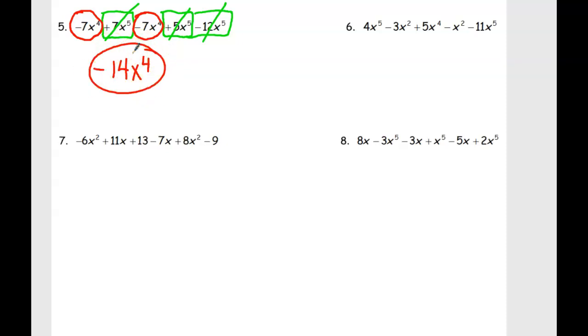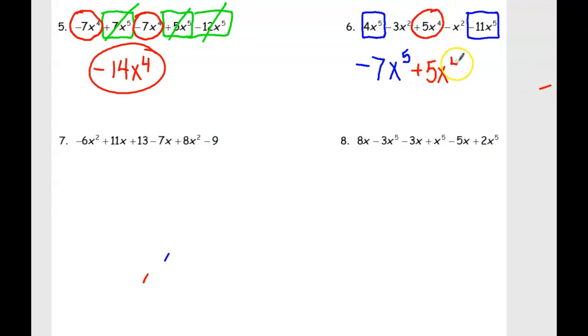All right, let's look at number 6. Number 6, our highest exponent would be 5, so this is to the 5th degree, so we're going to combine 4x to the 5th minus 11x to the 5th. 4 minus 11 is negative 7x to the 5th. Now I'm going to go down to my x to the 4th, so let's see, I've got 5x to the 4th, but there's nothing I can combine it with, so it's just going to be plus 5x to the 4th. All right, and then I have negative 3x squared minus x squared. A negative 3 minus 1 is negative 4, so it's negative 4x squared.